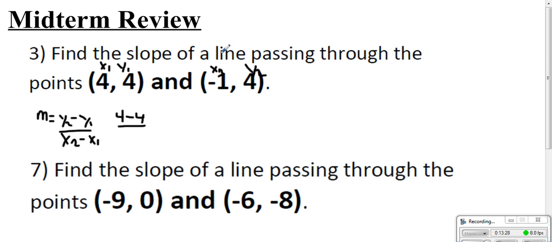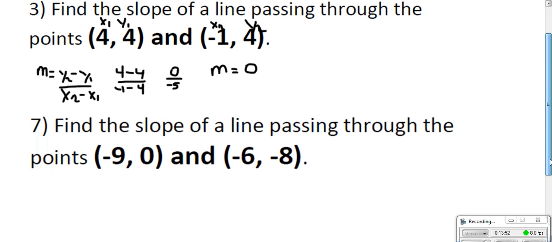y1. x2, which is -1, minus x1, which is 4. So this comes out to 4 minus 4, which is 0, over -1 minus 4, which is -5. And so that means the slope of the line, and that's all they're asking for, is 0.